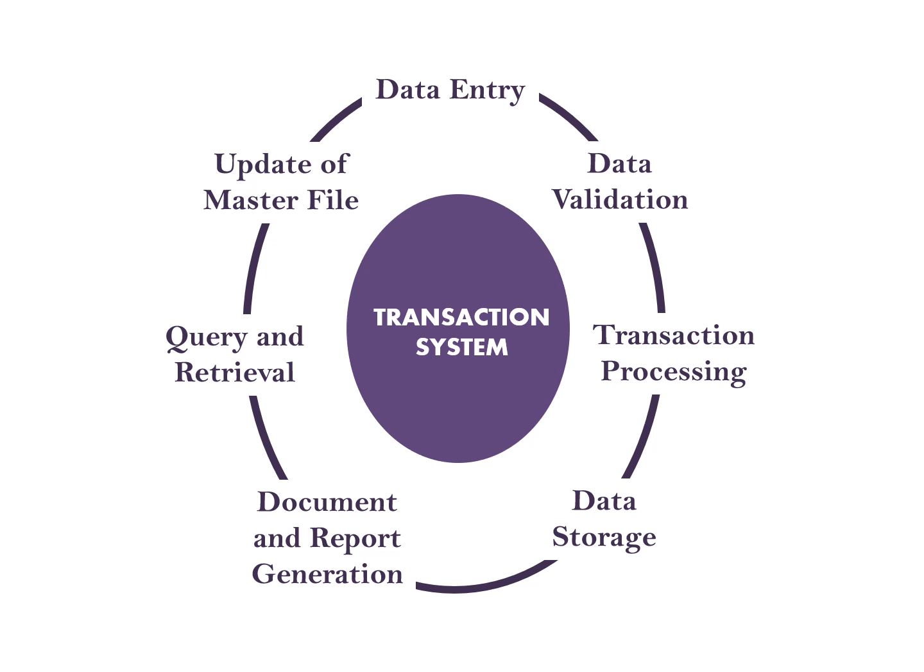There are two types of process in this transaction processing. It is batch processing, which processes many transactions at once, and real-time processing, where each transaction is processed immediately. Data storage. It stores transaction records in databases for future retrieval and reporting. Document and report generation. It generates receipts, invoices, reports, and summaries.